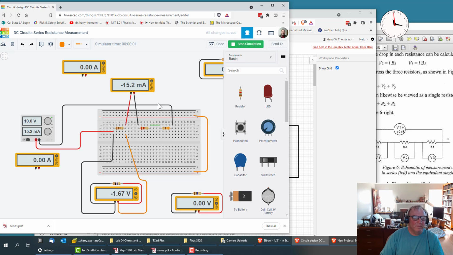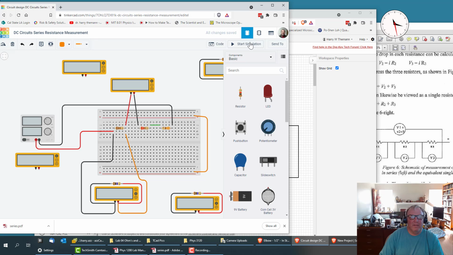Start the simulation. And yeah, it's negative, but you see, the current comes out here and it's going into the black terminal, so the current needed to make a measurement is going in. If it goes in the black terminal, you're going to get a negative reading, just like it shows up here. It's no big deal. You just got to keep track of it.